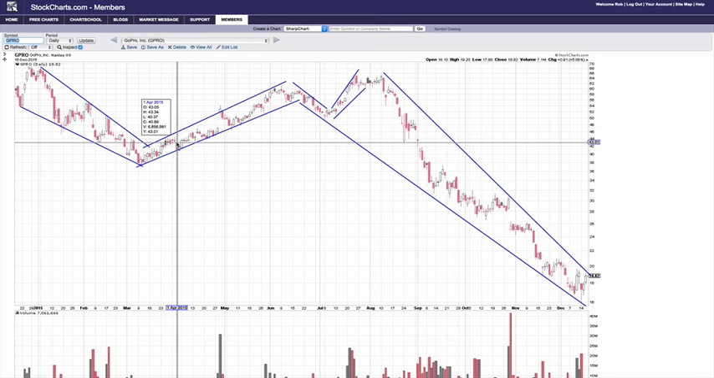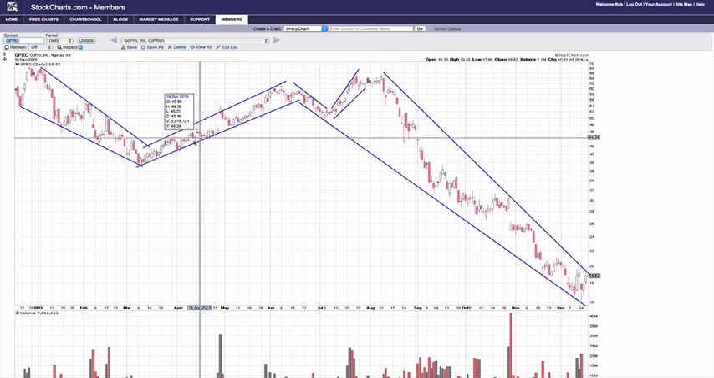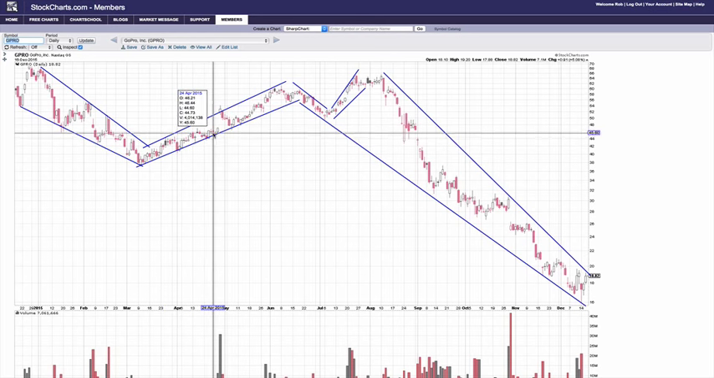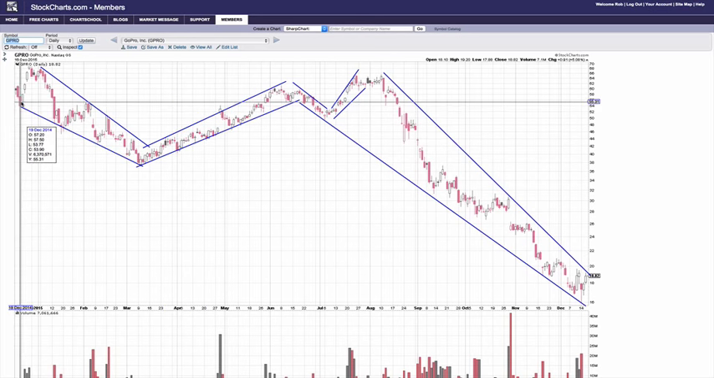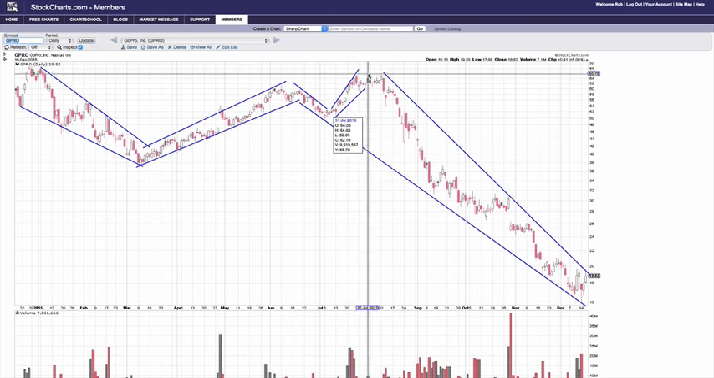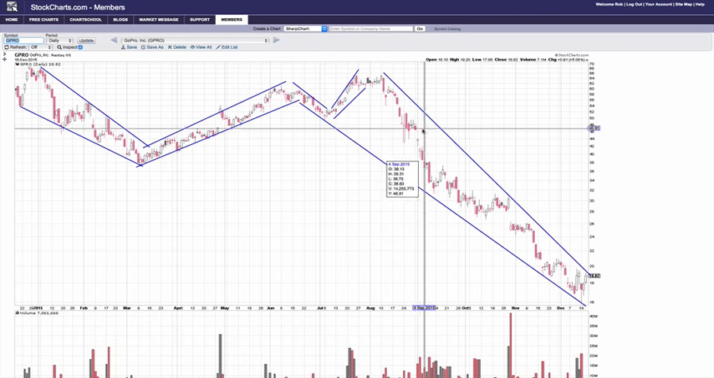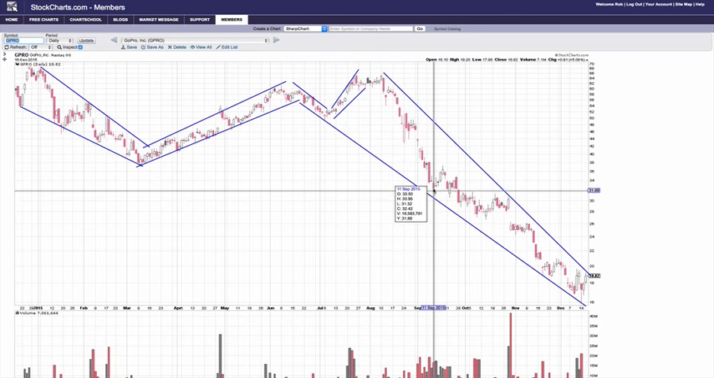Well, the strategy here is to follow the trend line. So we want to buy on the lower trend line. We want to sell on the upper trend line. So the idea here, let's go back to the beginning. Buy here, sell here. Buy here, sell here. Buy here, sell here. Buy down here, sell here. Buy, sell, buy, sell, buy, sell. And then we're in a downtrend. So again, it's tough to buy, but sell, buy, sell, short, maybe cover.